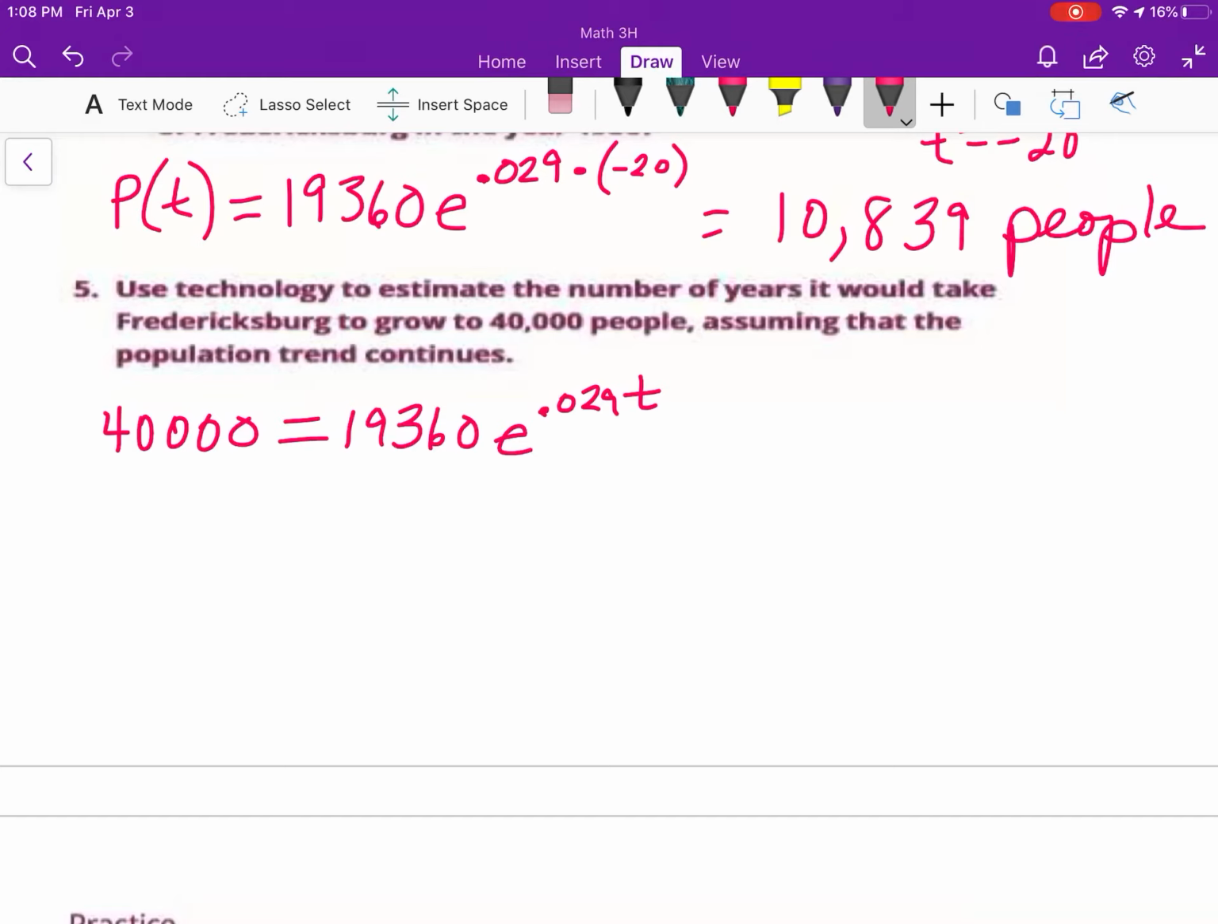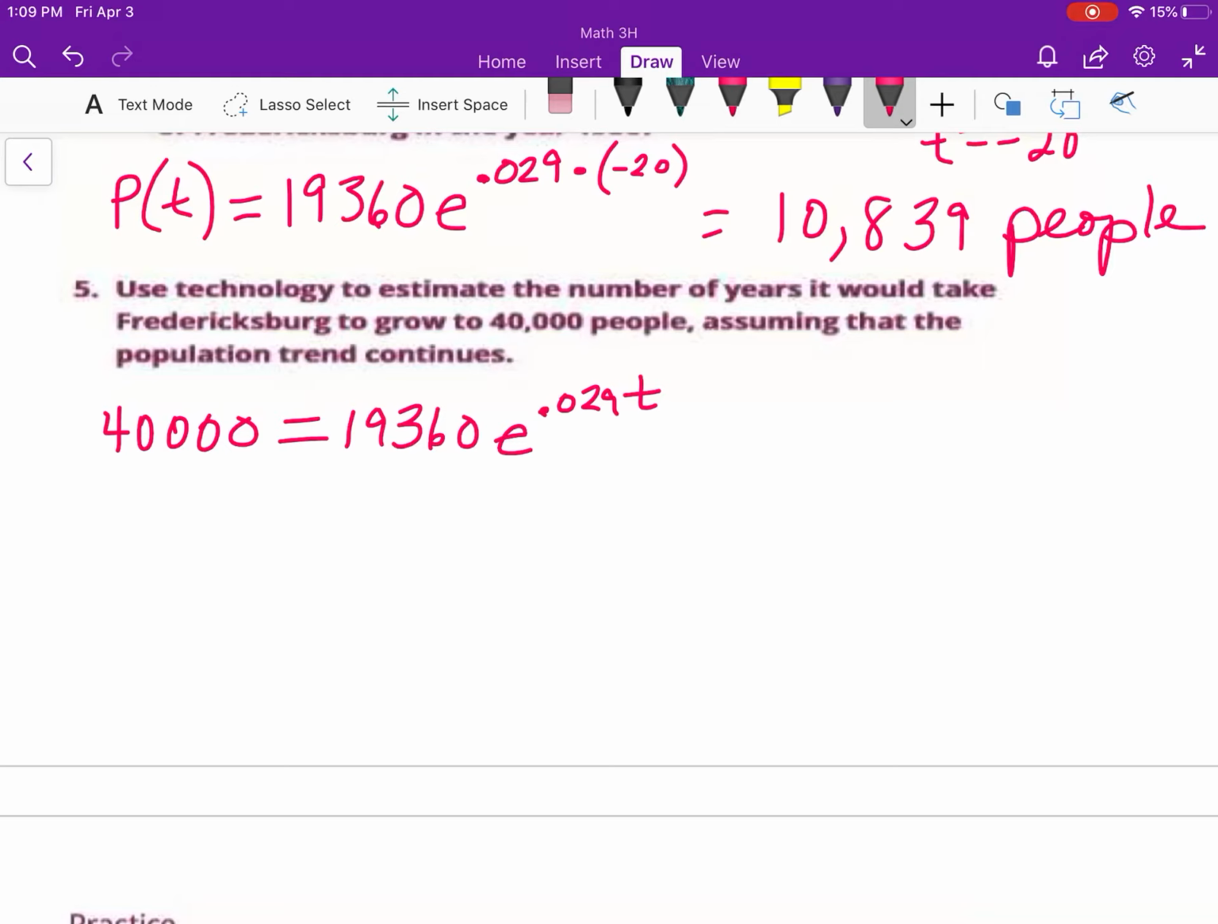So you could do this, but I'm going to end up talking about stuff that we haven't even learned yet. The best way to do this is go to your calculator and punch in the formula: 19,360 e to the 0.029 x. And then I go to Y2 and put in 40,000.